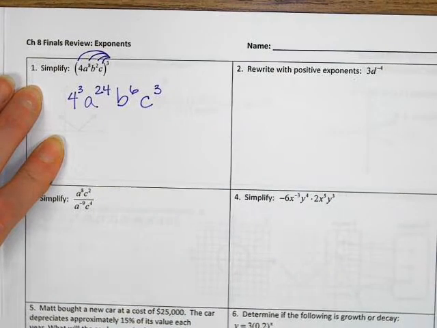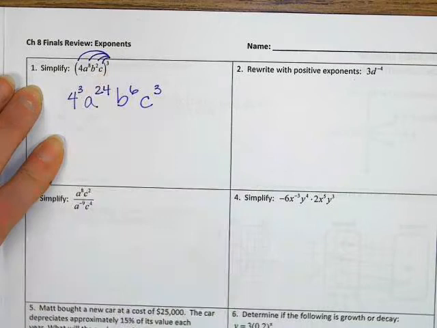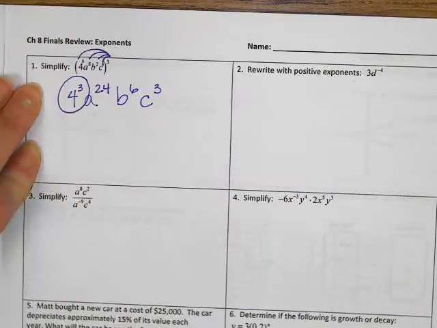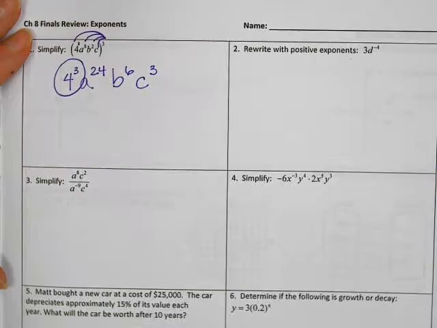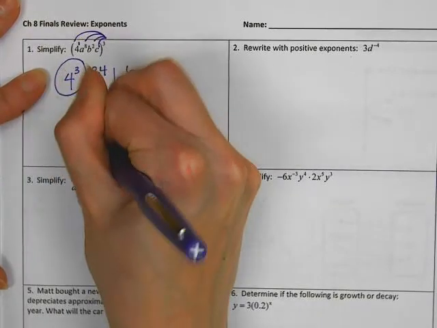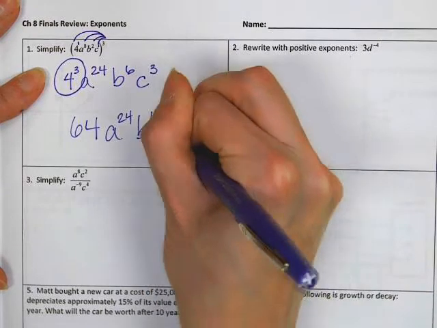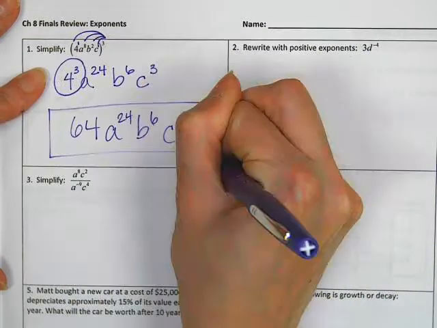Remember the rule is power to a power you multiply, because there's a secret 1 here and a secret 1 here. Now any numbers we can actually do. 4 to the third power, if you calculate that, is 64. So final answer, 64, a to the 24th, b to the 6th, c to the 3rd.